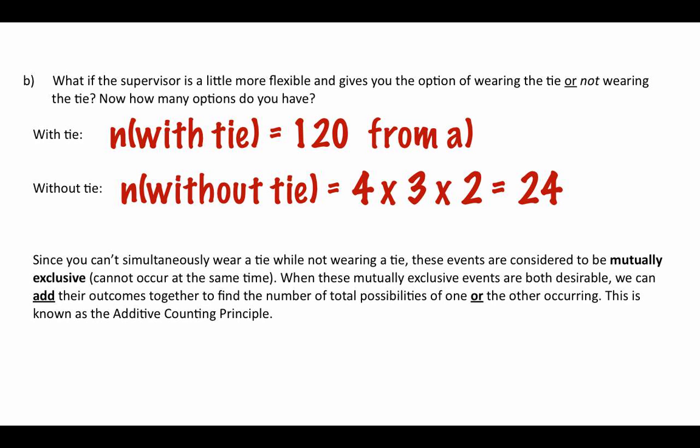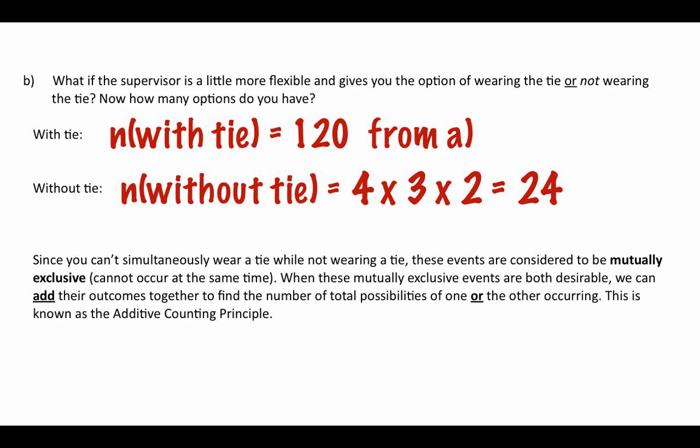But here's the thing. Since you can't simultaneously wear a tie and not wear a tie at the same time, these events are considered to be mutually exclusive. Okay, so mutually exclusive events would be events where there is no overlap. You can't both do it and not do it at the same time. And because these events are mutually exclusive and they're both desirable, we can just add their outcomes. We can say, well, I could wear the tie or not wear the tie. So I have these 120 options, or I have these 24 options.